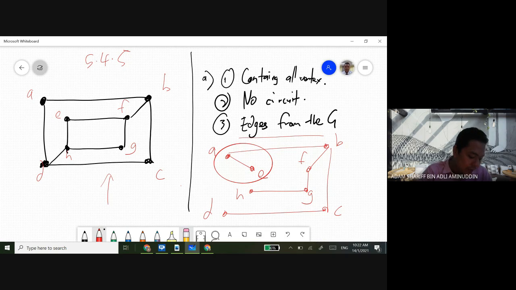Abang Musim pula jawapan lain. Dia tengok daripada kanan pula.